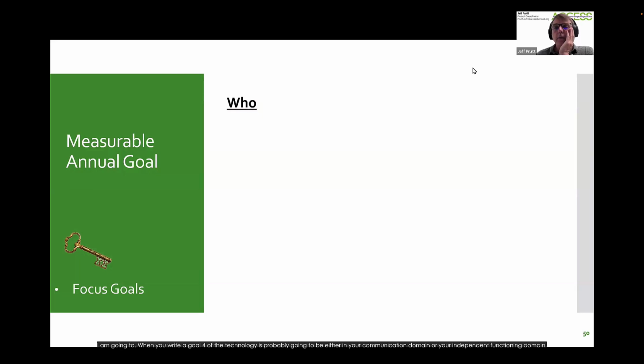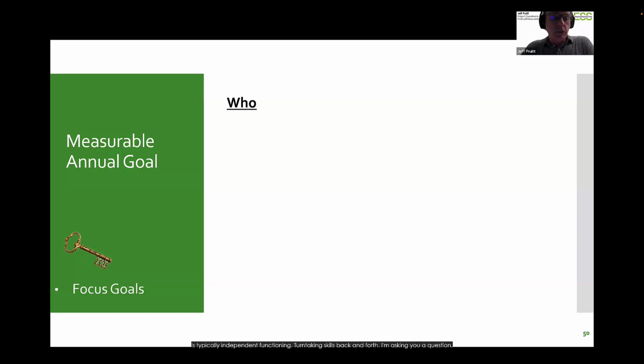When you write a goal for assistive technology, it's probably going to be in either your communication domain or your independent functioning domain. You've got to be careful how you're using it, though. When you're writing a goal to use a device, you're trying to allow the student to independently use that device. Accessing a switch, programming, and all that stuff is a support, but the actual usage of a device is typically independent functioning.